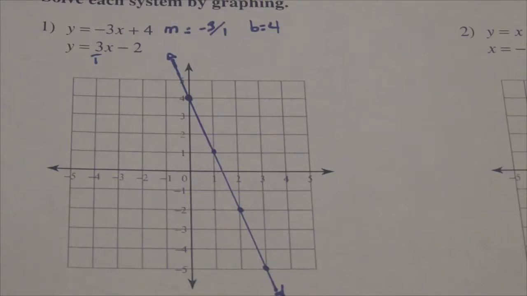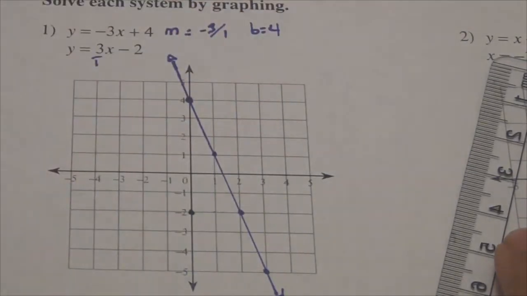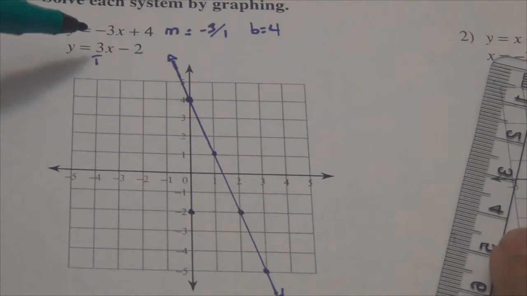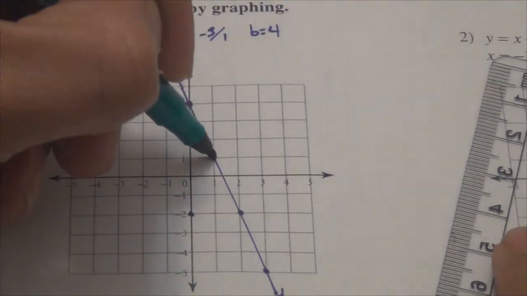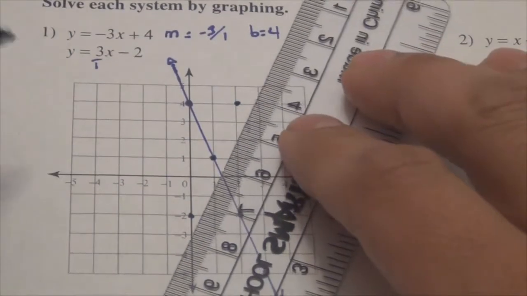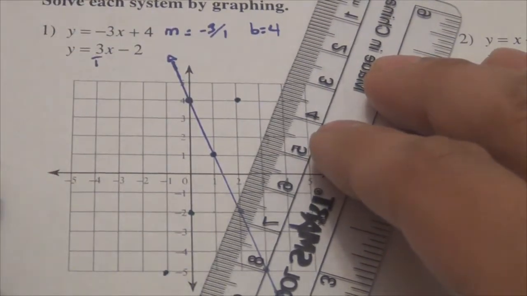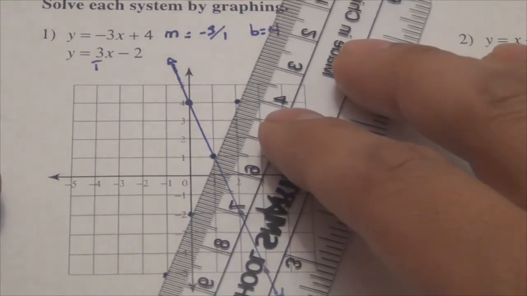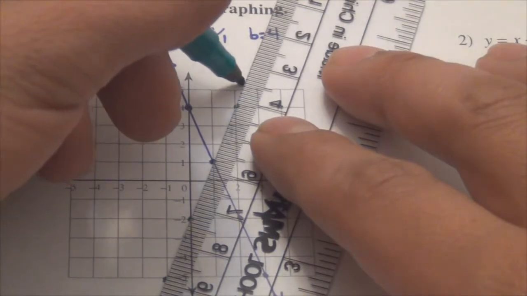I'll use this color. I'm going to start at negative 2, and then work my way up according to the slope: 3 up and 1 to the right. So 1, 2, 3, and 1 to the right. And I have my line. Up 3, or down 3 and to the left 1, really doesn't matter. And now we graph our straight line.